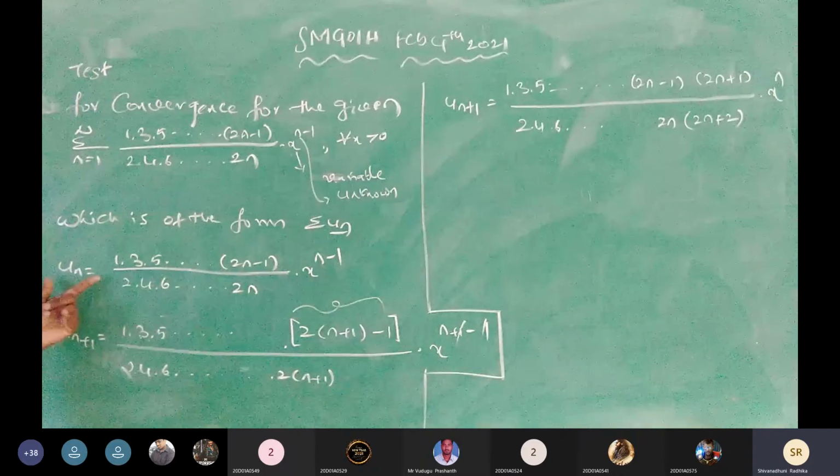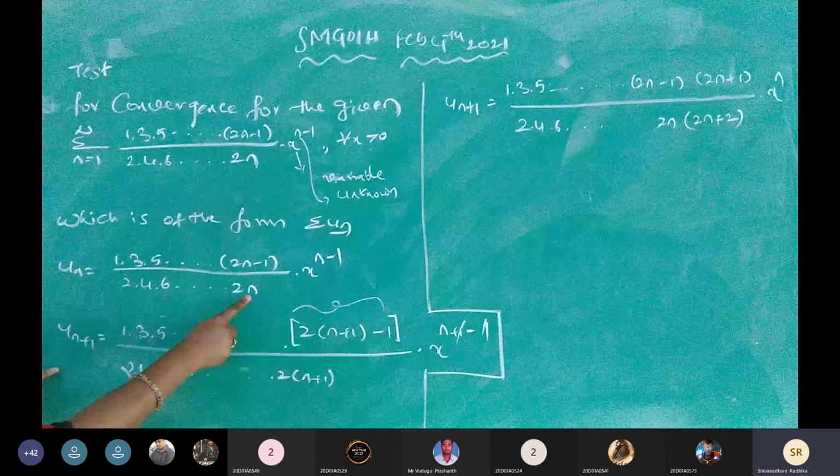So like un, what is the last term? That is the previous term of this one. Now in the denominator also, what is the last term here? 2n. This before term also 2n. Is it clear now?